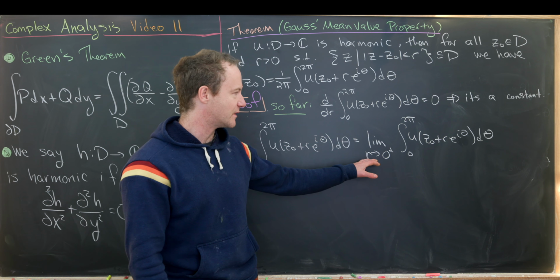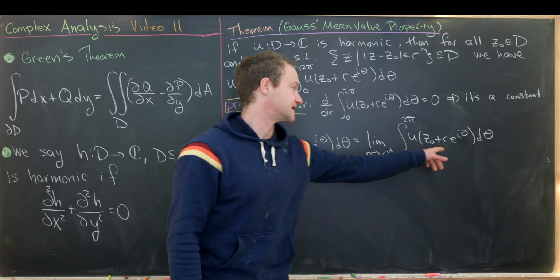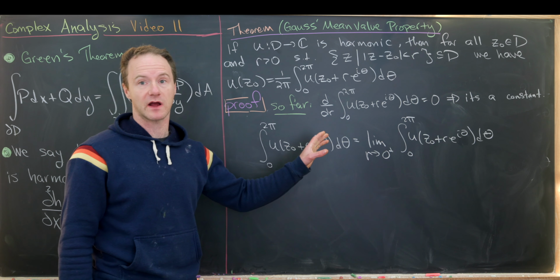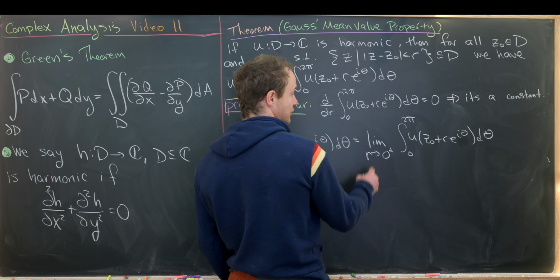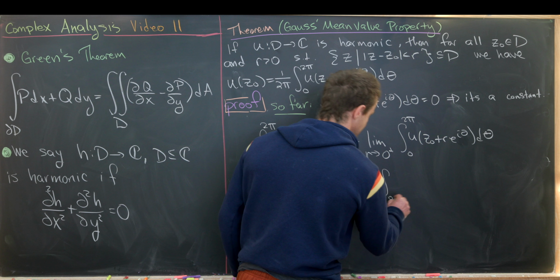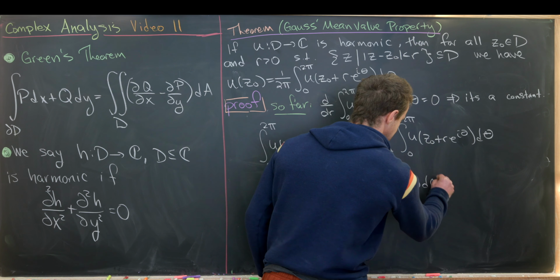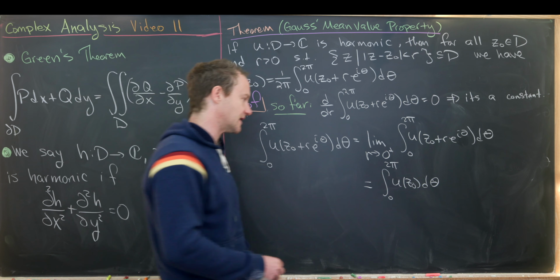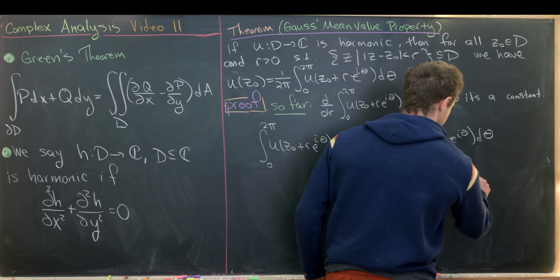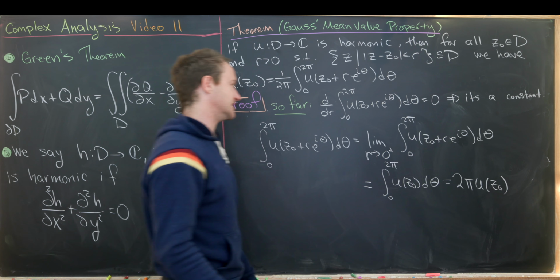But now what's happening with this limit, if we were not to view it as a constant? Well, this circle that we're integrating around would shrink to just its center, which is z₀. And so the value of this limit is really just the integral from 0 to 2π of u(z₀) dθ. But u(z₀) is a constant with respect to θ, which means the integral is quite simple. It just gives us 2π times u evaluated at z₀.